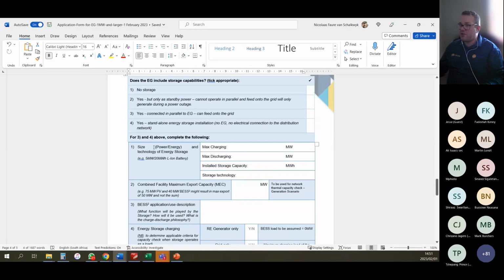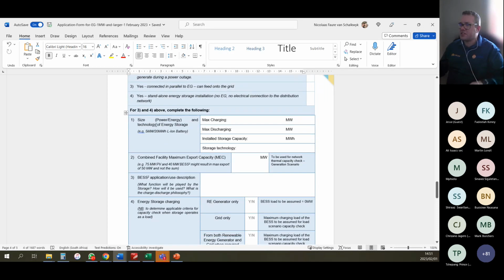So if it's option 3 or 4, which is connected in parallel and running with embedded generators, then it's asking for the following information. You'll see it's asking in terms of the size of the plant and the maximum charging rate, because from a utility perspective, and we heard that in our support group, there's a concern that when they need to reinstate the power supply, they can't do that because everybody's inverters are charging. So this becomes a challenge. So it's important to know the maximum charging rate, maximum discharging rate, installed storage capacity in megawatt hours, and the type of storage technologies.